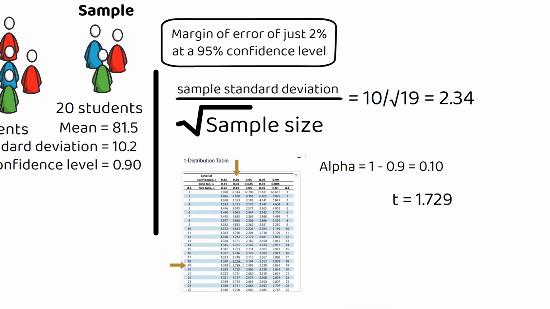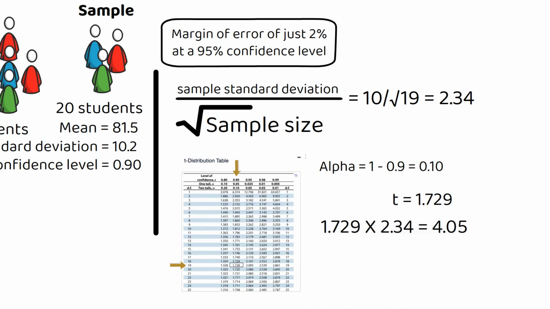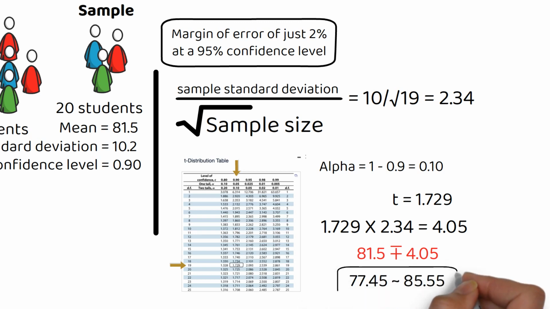Now, we can calculate the margin of error by multiplying the 1.729 by the 2.34 standard error. That gets us about 4.5. The sample mean was 81.5, which makes our confidence interval 81.5 plus or minus 4.5. The confidence interval is between 77.45 and 85.55. We can be 90% certain that the real mean of the general public taking this exam will be between 77.45 and 85.55. Of course, that doesn't say anything about what any individual score might or might not be.